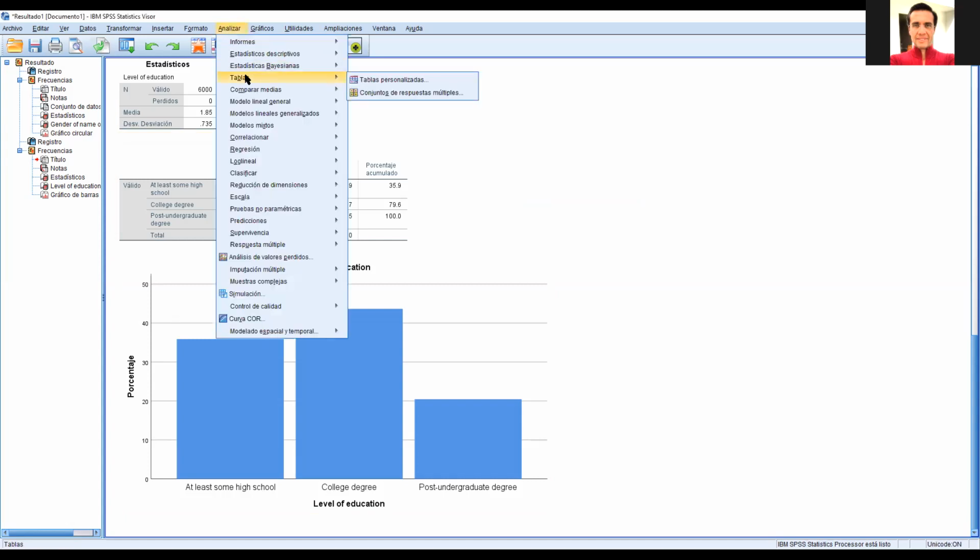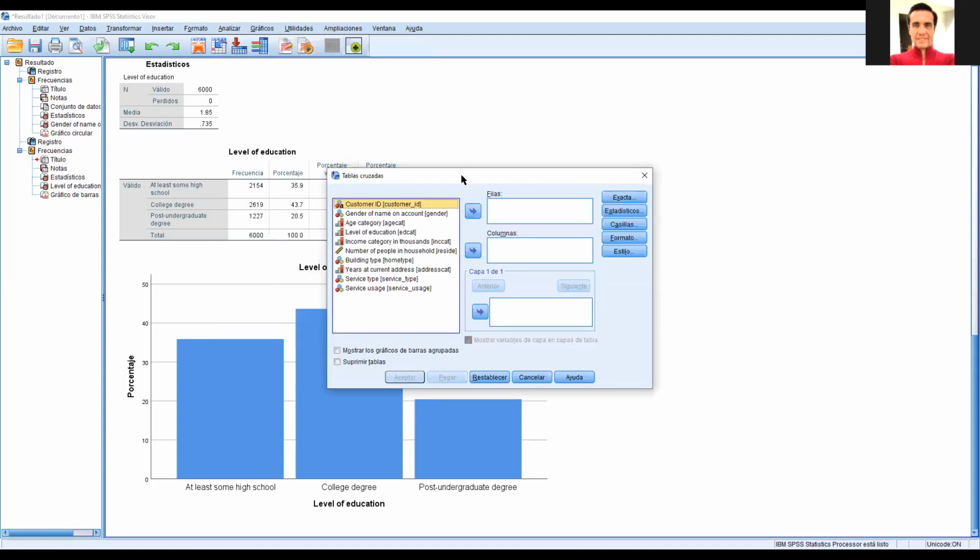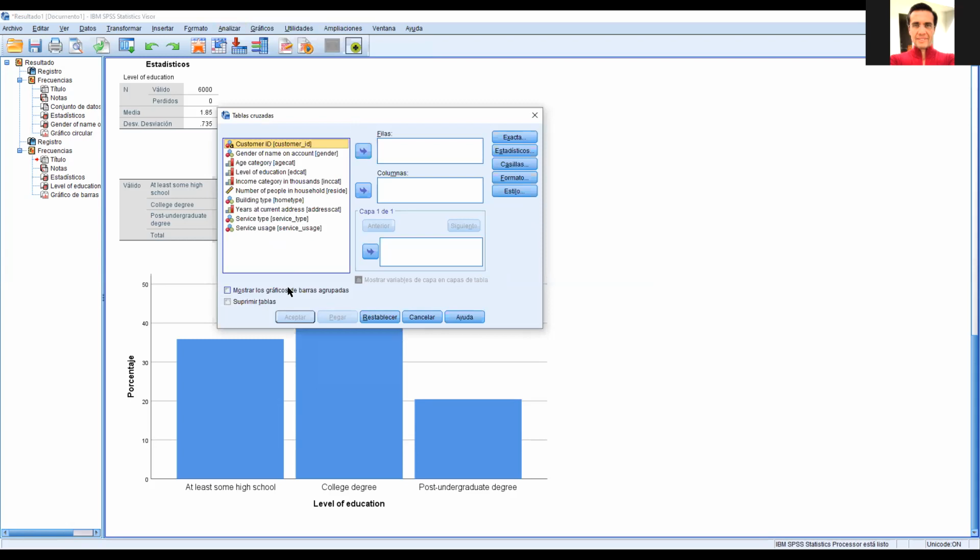Analyze, descriptive statistics, cross tables. It is under Analyze, Descriptive Statistics, and cross tables is under frequencies, descriptives, and explore. Okay, so everyone should be right there, and we have this dialogue. Which two variables am I trying to relate? Gender and level of education. So I'm going to put gender in rows and level in columns. This is for us to relate two variables and see if they are related or not.